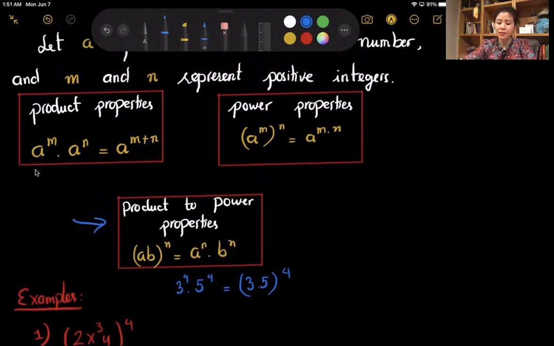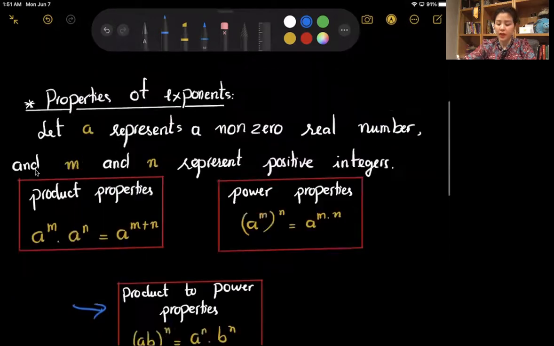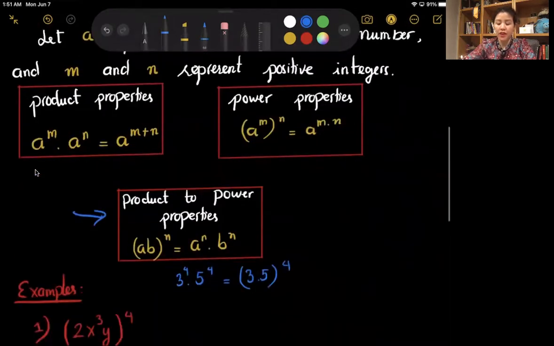And then last but not least, power properties. If I have A to the M raised to the N power, then it's equal to A to the M times N. Right? Again, you can write it out if you're in doubt, because I don't have a lot of time to explain every single thing.